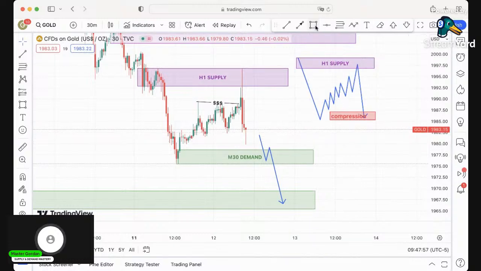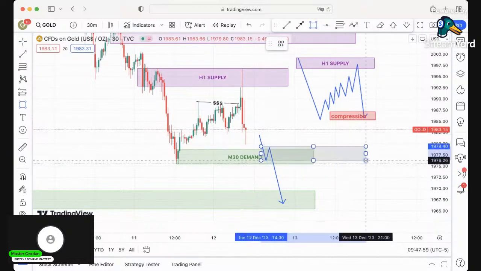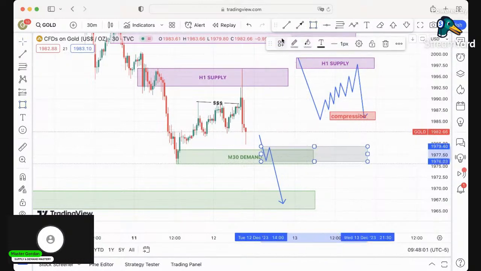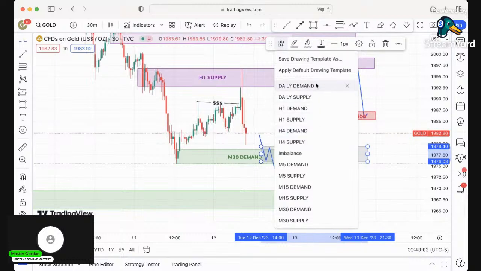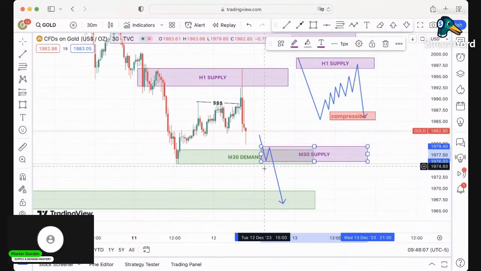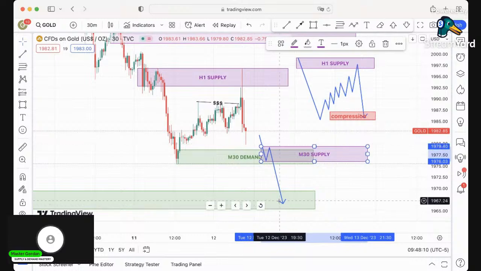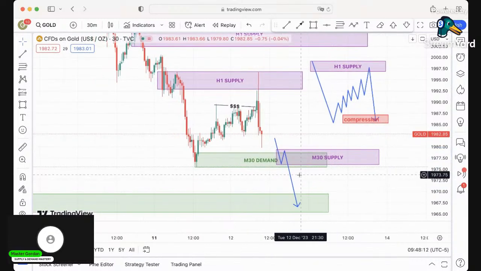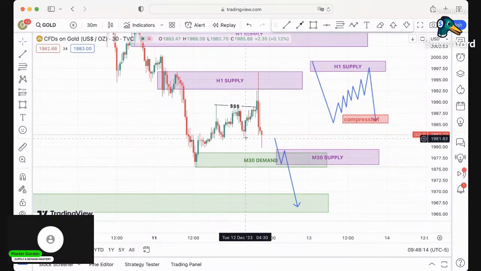Then for us, right here we have a supply zone, correct or not? We have a supply zone right here. Then we can wait for the price to come back to this zone, then we sell it. This is a continuation. This is a continuation setup.